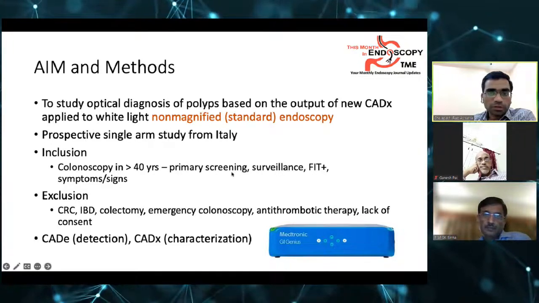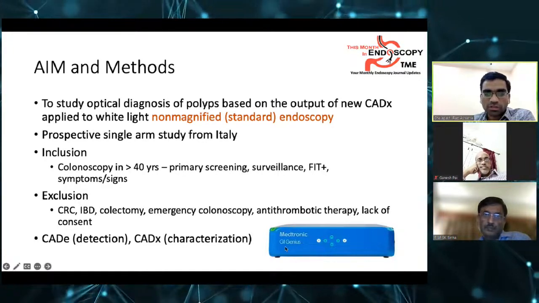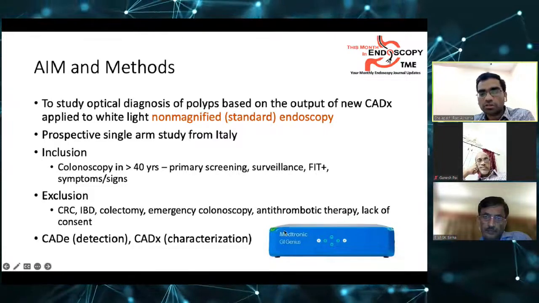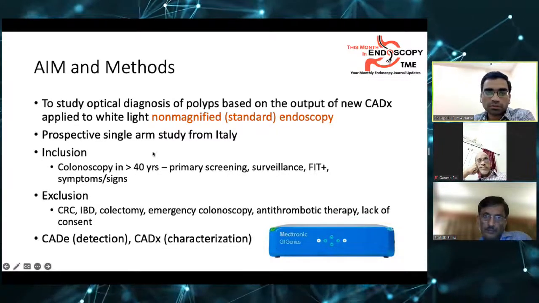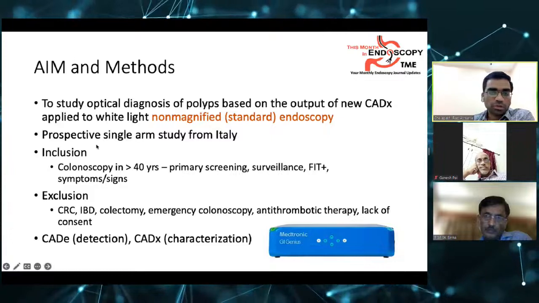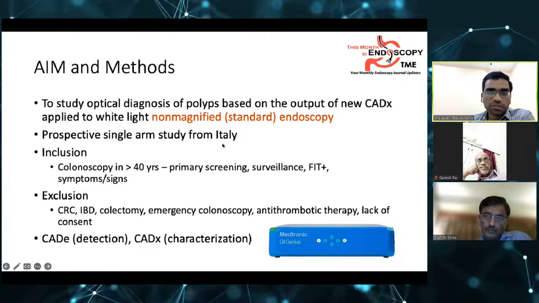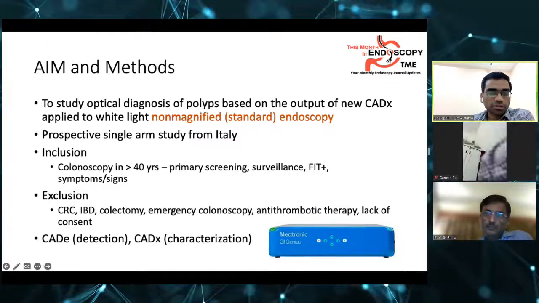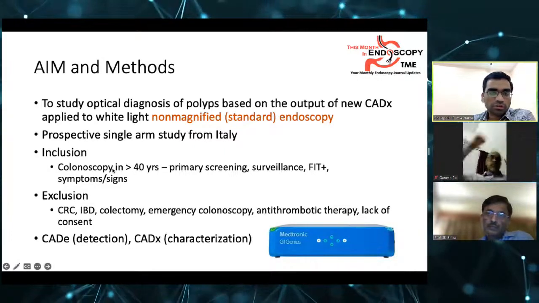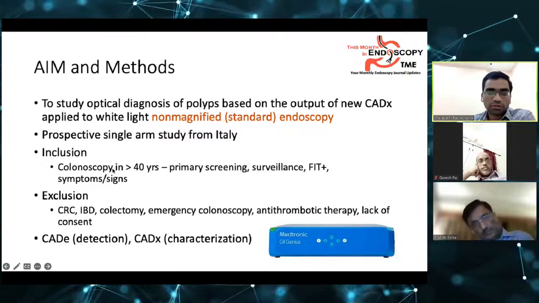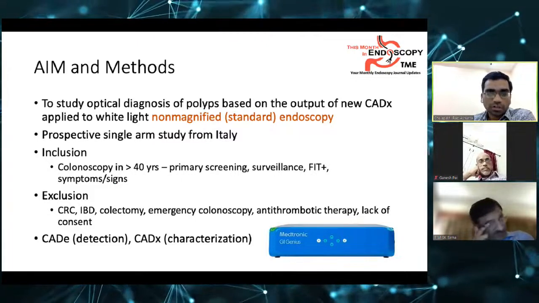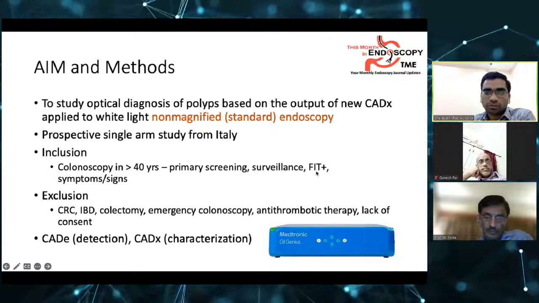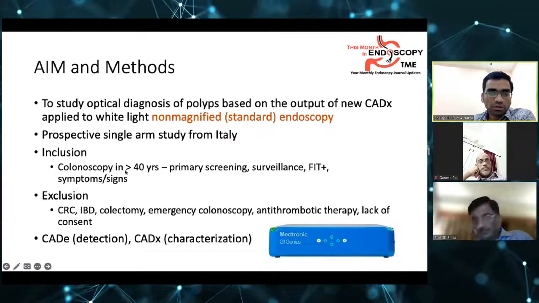That is more important. So the authors have used GI Genius from Medtronic, which can be fitted even into a standard endoscopy and colonoscopy system. It's a prospective single-arm study from Italy. Any patient more than 40 years who is undergoing a screening or surveillance colonoscopy, or a colonoscopy based on signs and symptoms, or a positive fecal immunochemical test, was included in this study.